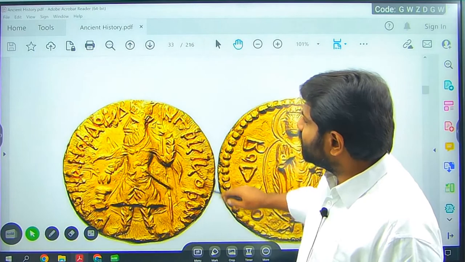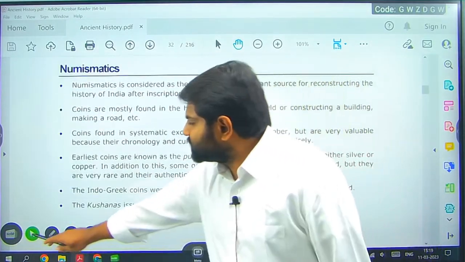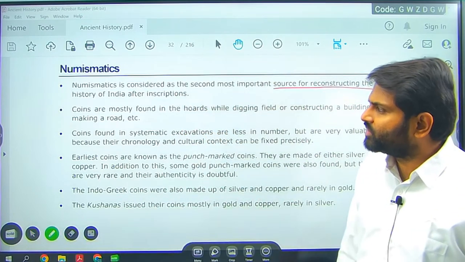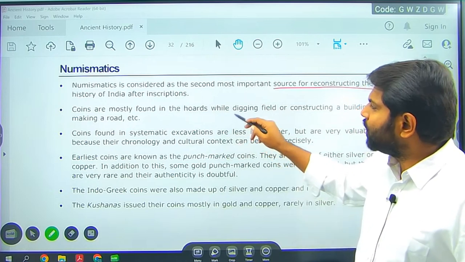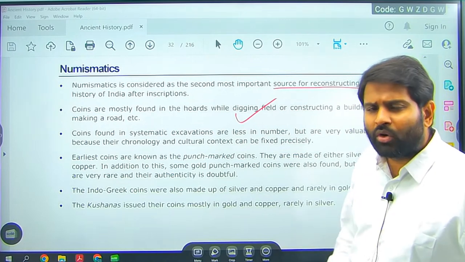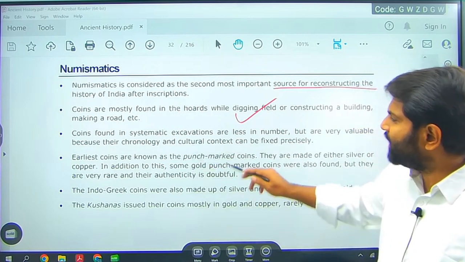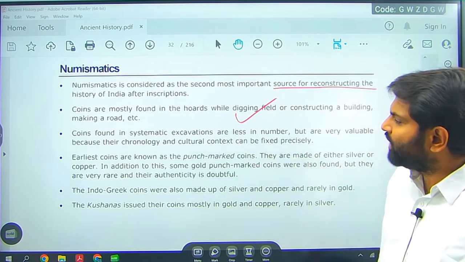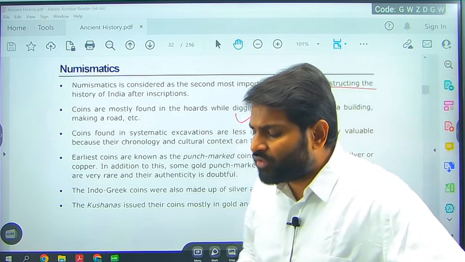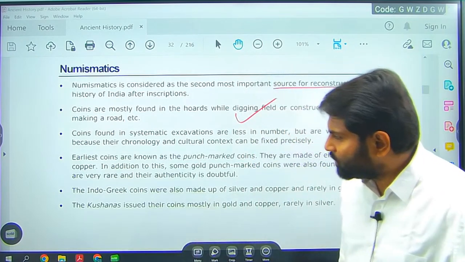Apart from that, numismatics, as I said, coinage. Numismatics is considered the second most important source for reconstructing history after inscriptions. Coins are mostly found in hoards while digging a field or constructing a building, like a road or a house, when they come out, right? Coins found in systematic excavations are fewer in number but more valuable chronologically and culturally. If you try to understand the value of that particular metal, it is very little, but if you calculate the value of antiquity, it is more.